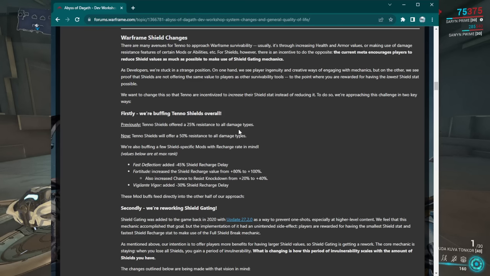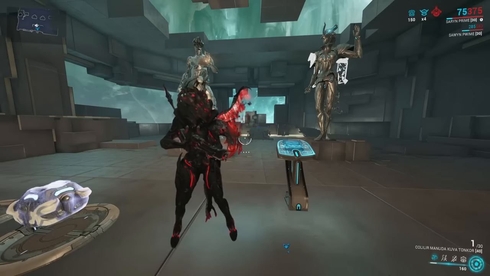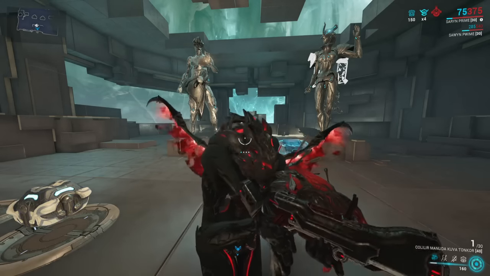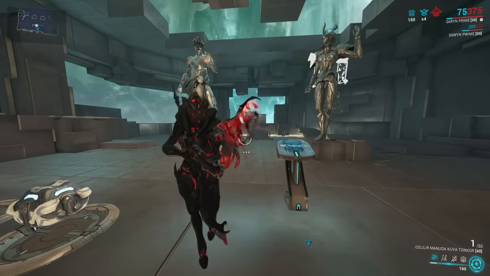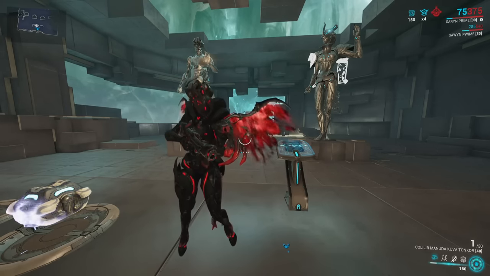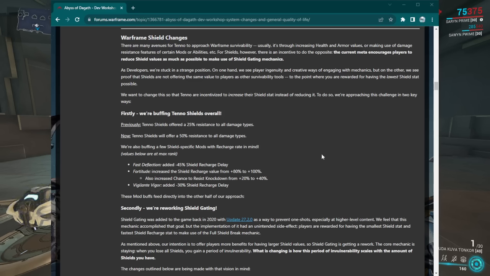We see proof that shields are not offering the same value to players as other survivability tools, to the point where you are rewarded for having the lowest shield stat possible. They finally realized. Grendel was so tanky not only because he had so much health and armor, but he only had like 10 shield. His shield gate was godly. So yeah, Grendel is kind of getting nerfed a little bit with the shield gating in this patch.